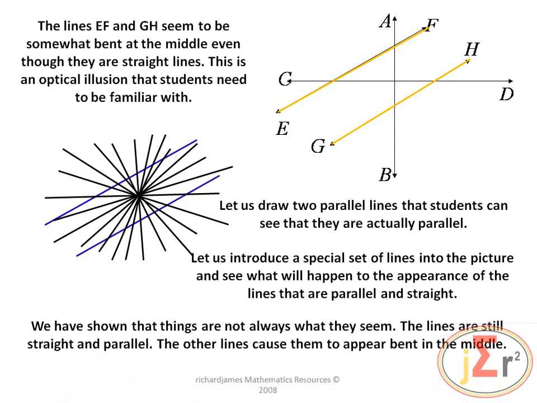We have shown that things are not always what they seem. The lines are still straight and parallel. The other lines cause them to appear bent in the middle. And Jerry Lewis is in Wonderland. He cannot believe that just by introducing a set of lines, the straight lines can appear bent. Yes, Jerry. Things will have their particular appearance. But when you put a background, or as one of my little brothers would say, a foreground to the image, it causes it to look a lot different.